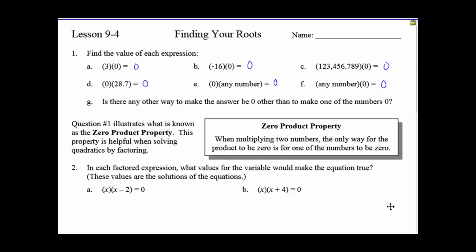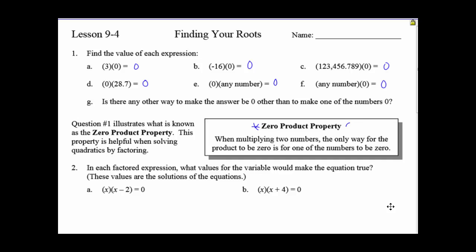If we take 0 times any number, or any number times 0, we will always get 0. So is there any other way to make the answer 0 other than to make one of the numbers 0? No. So question 1 is going to illustrate what is known as the zero product property. Zero product property: this is when multiplying two numbers, the only way to get the product to be 0 is for one of the numbers to be 0.